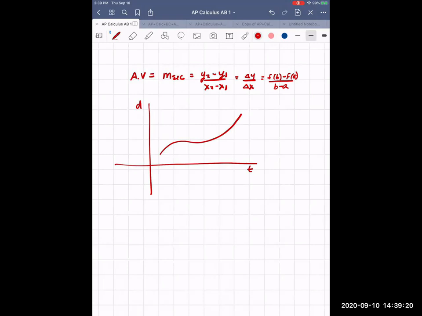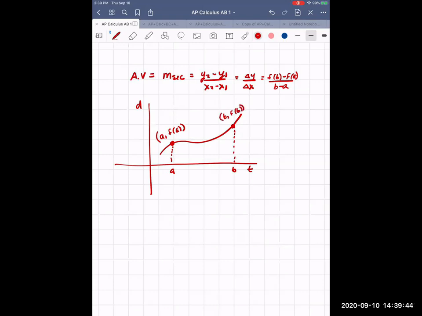But let's just suppose this point right here is where x is equal to a, and this point here represents where the x coordinate is equal to b, right? So the coordinates of this point would be a comma f of a, and the coordinates of this point would be b comma f of b, right?